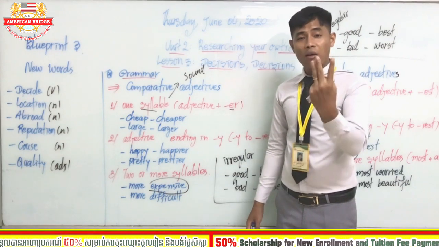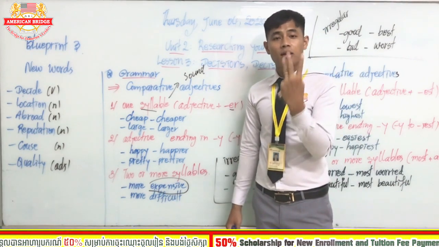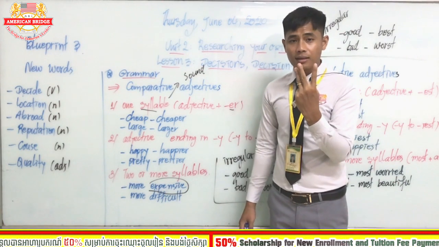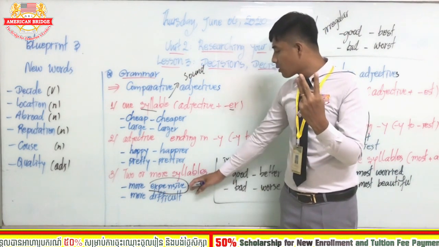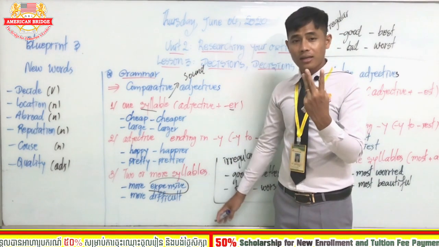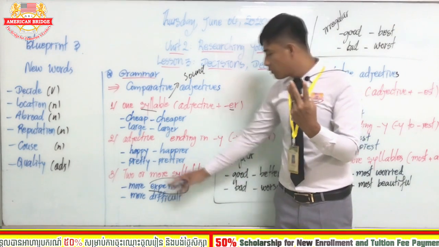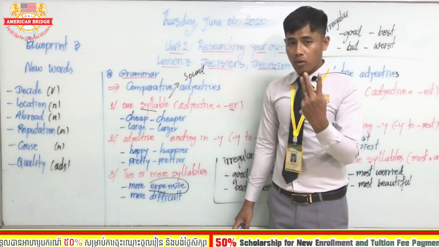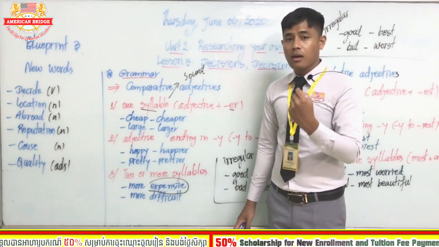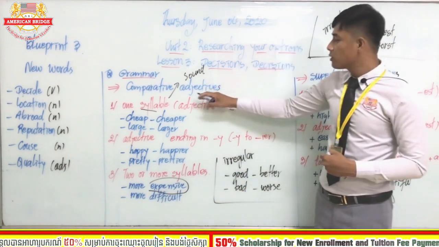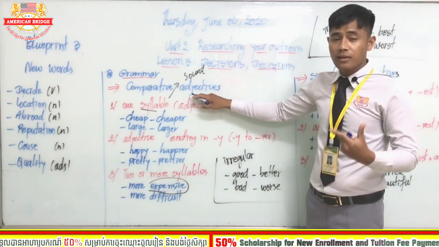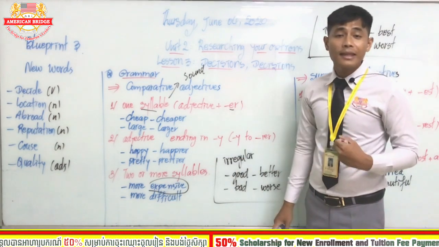Expensive. How many syllables are there? So there are 3 syllables, right? So we do not change or add e or change y to i. We add more, okay, in the sentence. To use this, in the sentence, you need than.